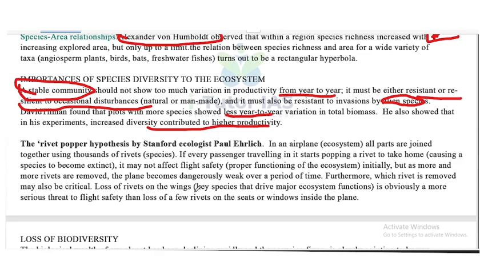Loss of rivets on the wings, the critical ones, the key species that drive the major ecosystem functions, is obviously a more serious threat to the flight safety than loss of a few rivets at the seats or at the windows inside the plane. So this was an example, a hypothesis, used by Paul Ehrlich, who is a Stanford ecologist, to show the importance of species diversity to the ecosystem.